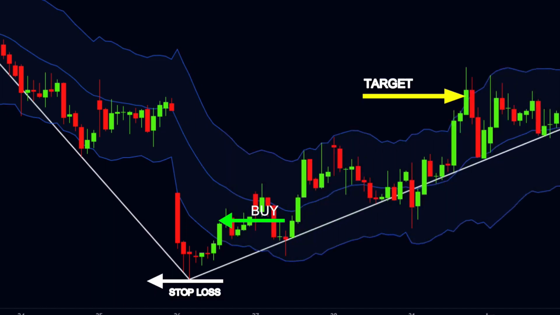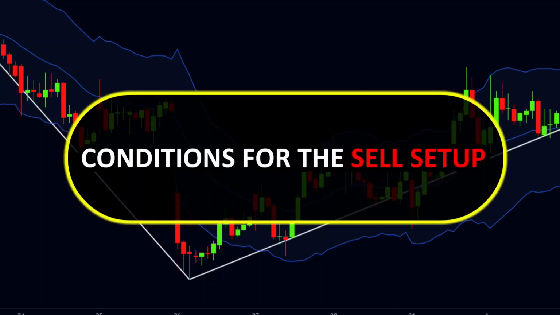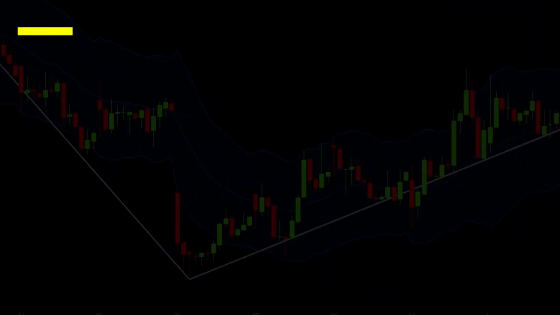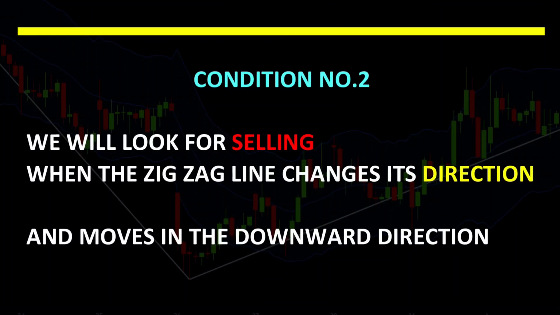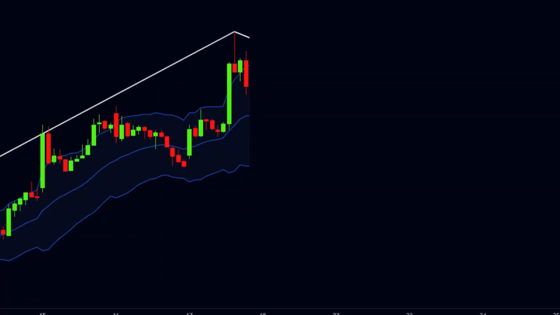After our buy entry, the price moved in the upward direction in a good way. Now we discuss the conditions for the sell setup. Condition number 1. Find the candles which move above the upper channel. Condition number 2. We will look for selling when the zigzag line changes its direction and moves in the downward direction. Condition number 3. We will sell at the bearish candle which closes below the upper Keltner channel. Let us see an example for the selling.